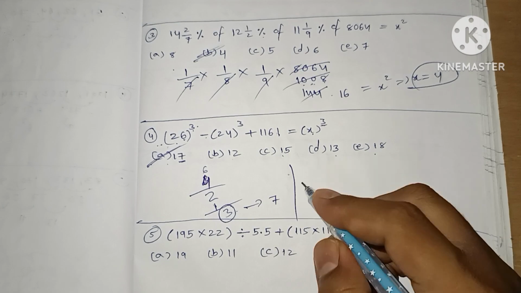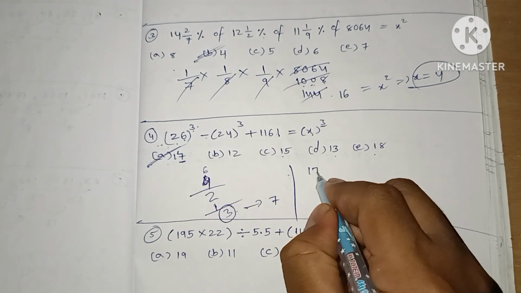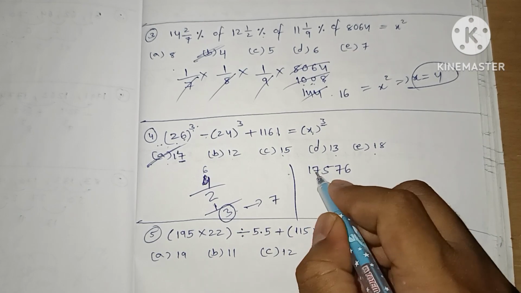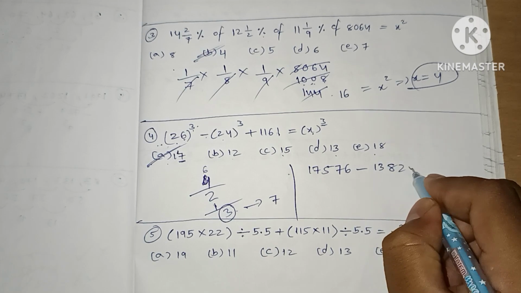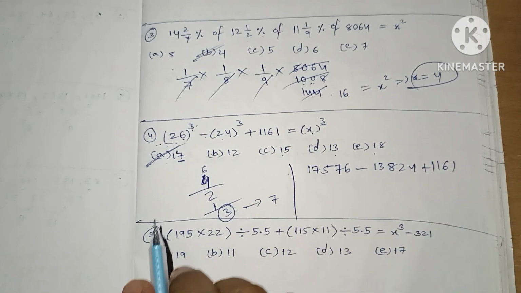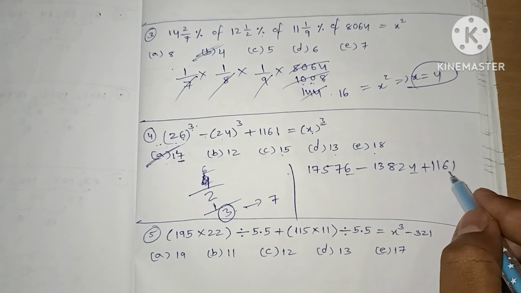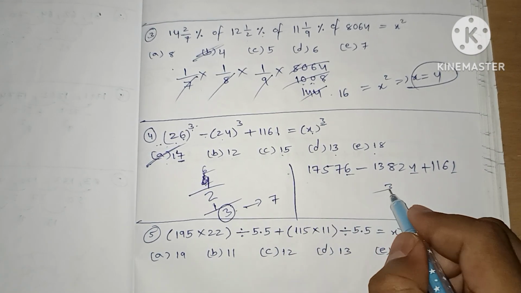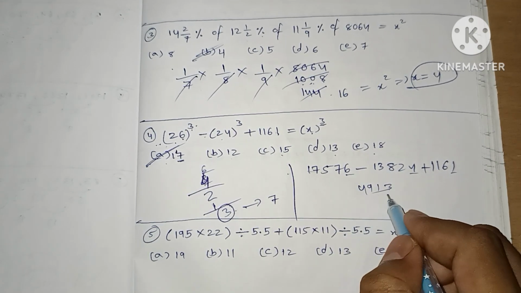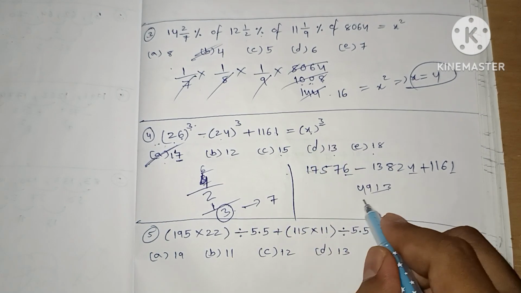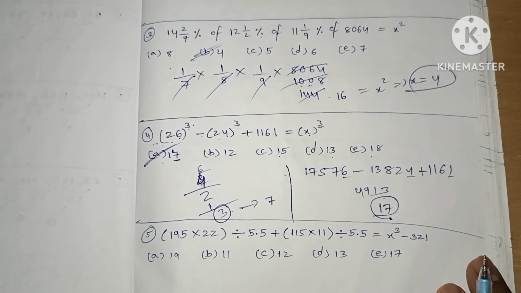If you want to calculate with the values, 26 cube value is 17576 minus 24 cube value is 13824 plus 1161. I simply calculated with the unit digits. 6 minus 4 unit digit is 2. 2 plus 1, 3. So unit digit we get 3. The value will be 3194. 4913 is equals to x cube. 4913 is nothing but 17 cube. So our answer is 17.